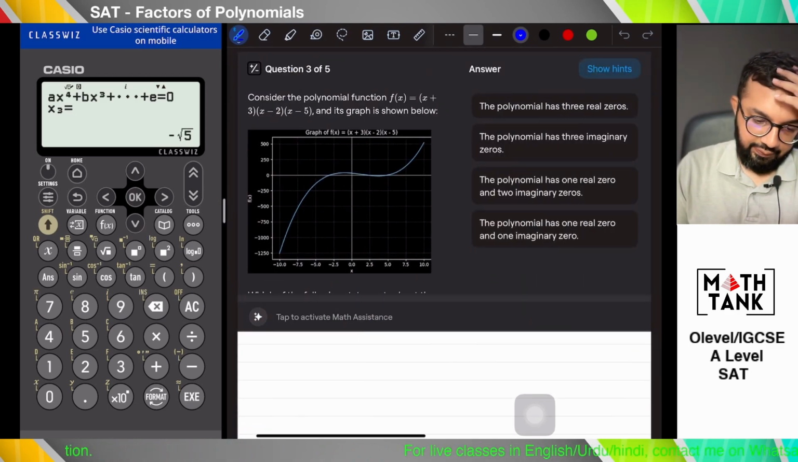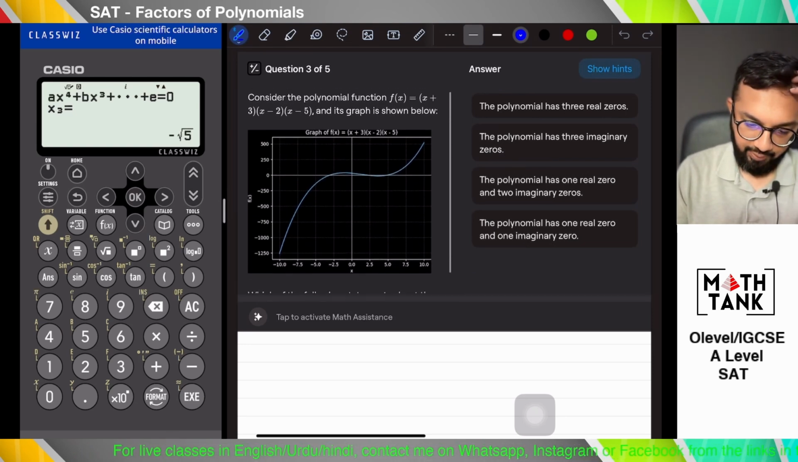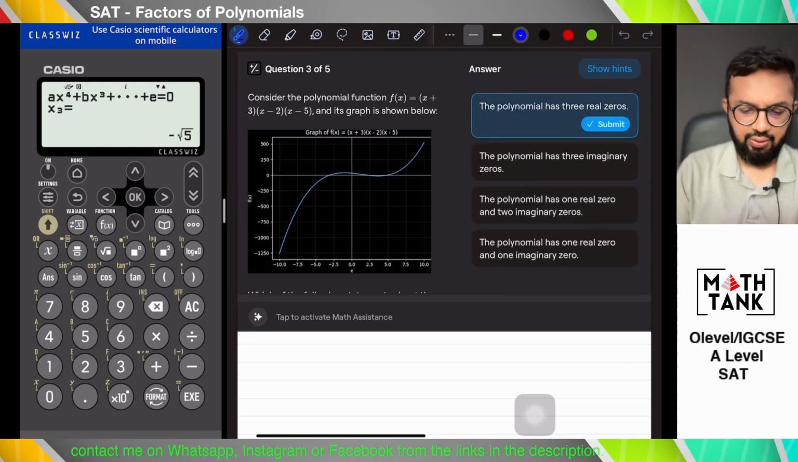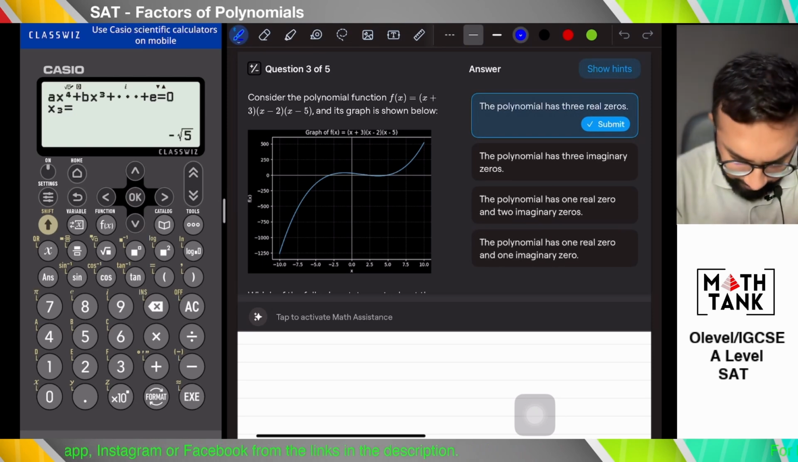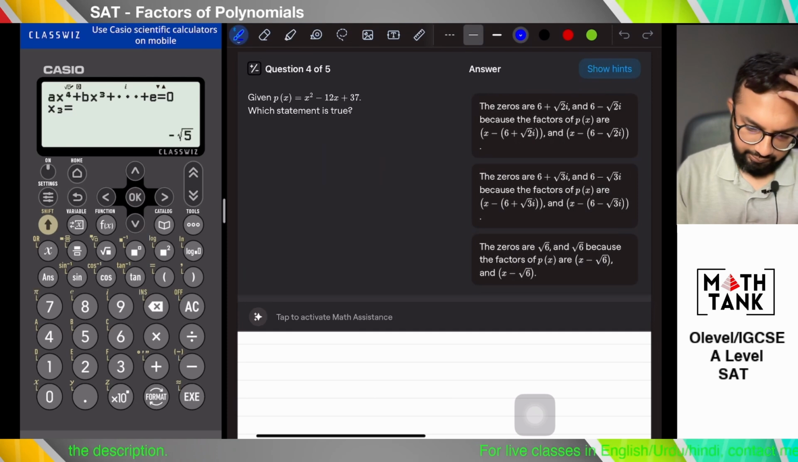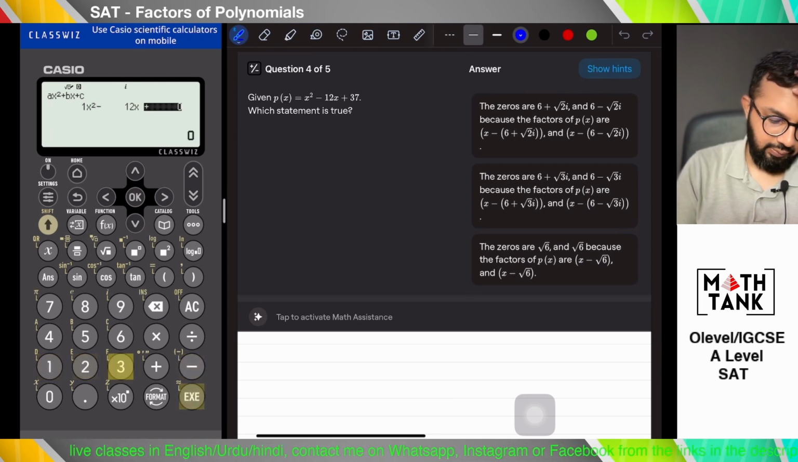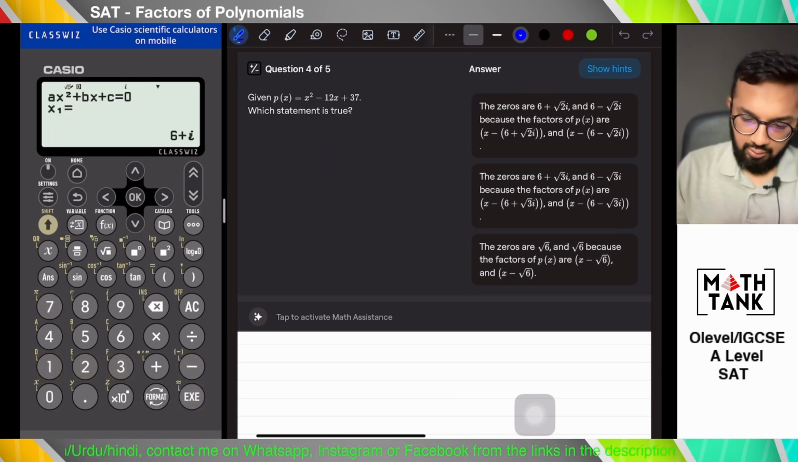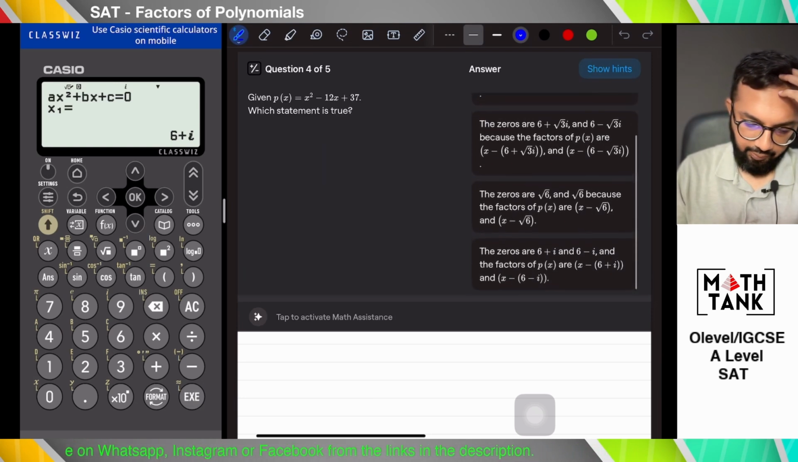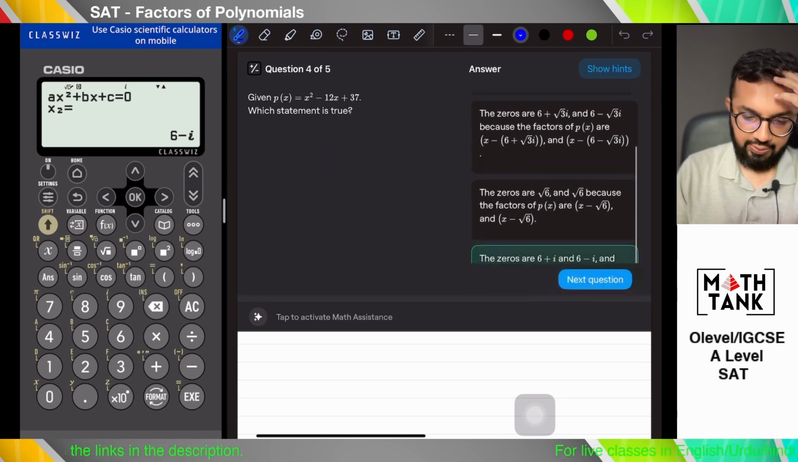It says consider the graph of this, and this graph is shown below. Which of the following is true about the polynomial function? The graph has 3 real zeros. I think that's simple. There are no imaginary numbers happening there. I'll have to solve this quadratic on my calculator first. The zeros are 6 plus i and 6 minus i, and those should be the factors as well.